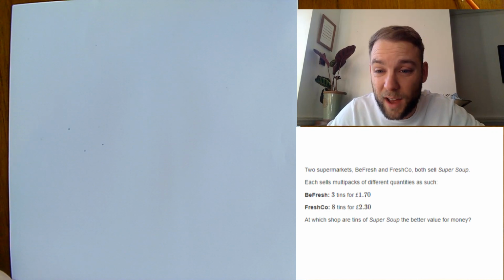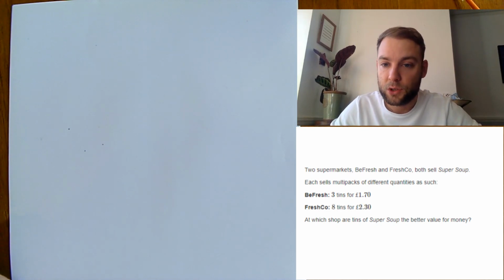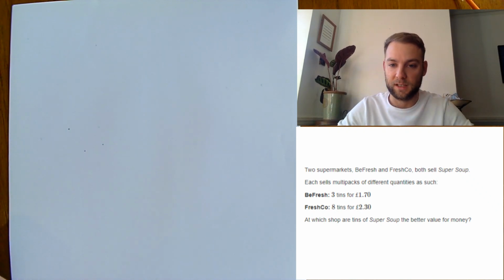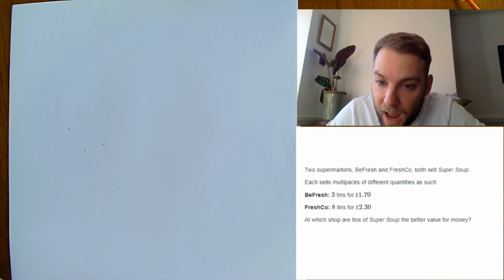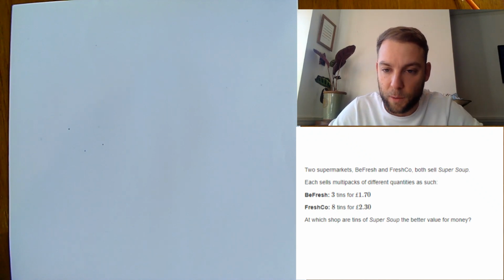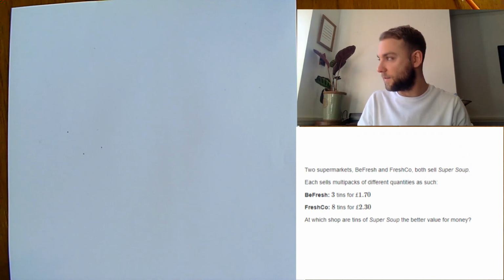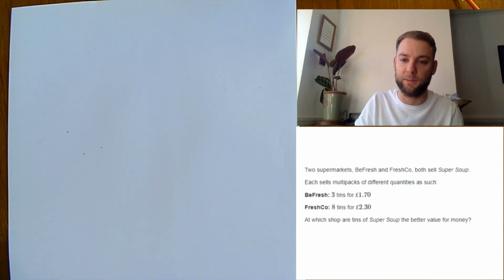So this one is very, very similar. Two supermarkets, Be Fresh and Fresh Co, both sell Super Soup. Each sells multi-packs of different quantities. So Be Fresh is 3 tins at £1.70 and Fresh Co is 8 tins at £2.30. So I'm going to show you both ways of doing this. There's two ways of doing this. One which is like a non-calculator way and another way which is a calculator way.